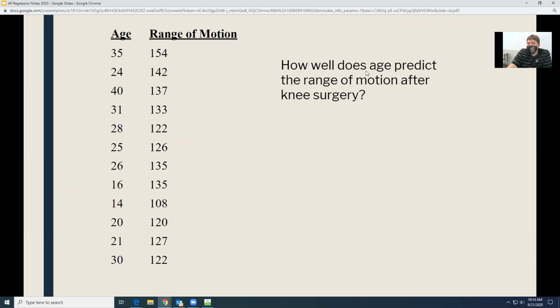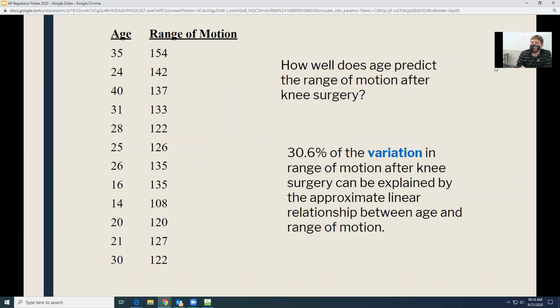Okay, so how well does age predict the range of motion after knee surgery? I just kind of highlighted it, but 30.6% of the variation in range of motion after knee surgery can be explained by the approximate linear relationship between age and range of motion. So Skylar said use the word approximate, he was correct. You're putting the word approximate. So as a doctor, yes, with a little hat on it. Yes, sir. Very good. You got it, man. The Y with the little hat.